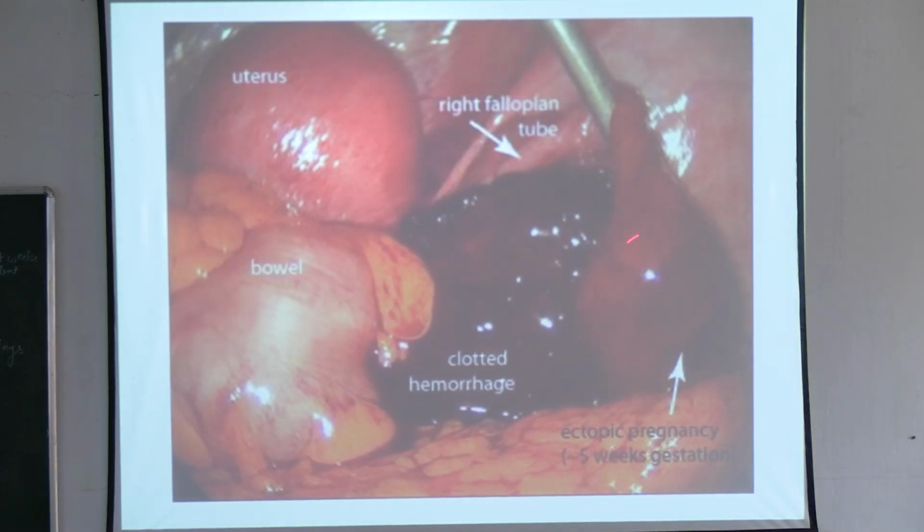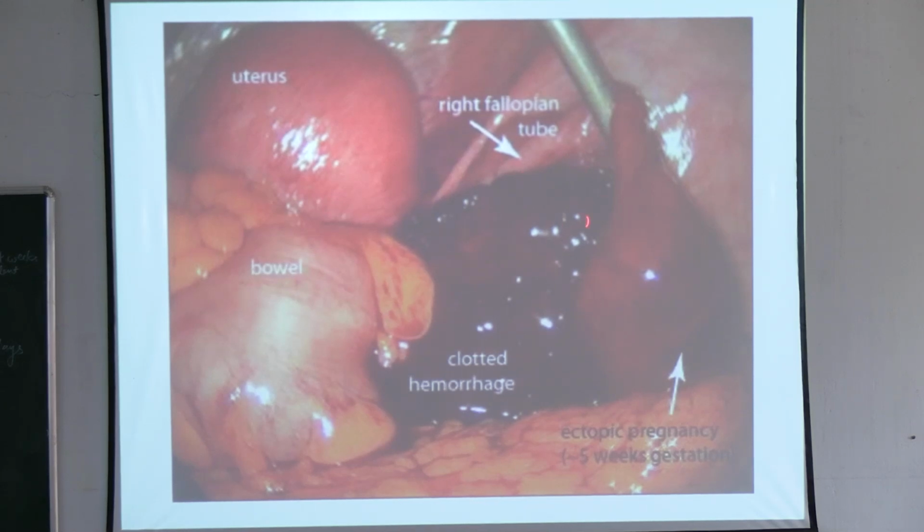At the fimbrial end, there is an ectopic pregnancy and there is bleeding, a clotted hemorrhage, blood, and so that is tubal abortion, not rupture. That is the right fallopian tube that they have labeled. It is an ectopic pregnancy of less than 5 weeks gestation, so early, there is no rupture yet, but because of hemorrhage due to tubal abortion, there is bleeding, and this is the uterus.